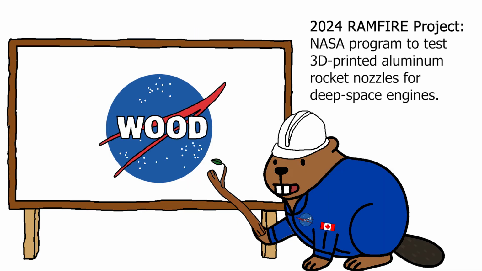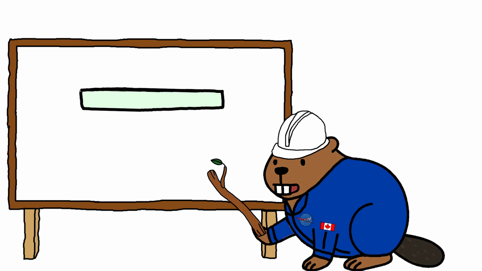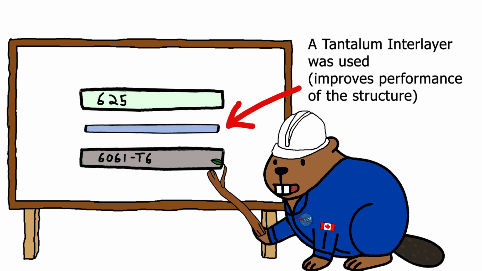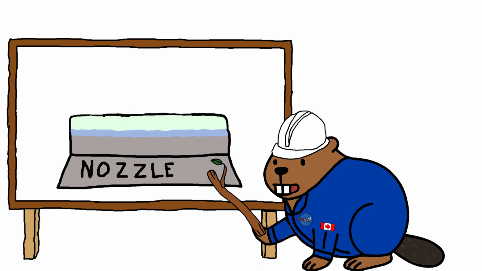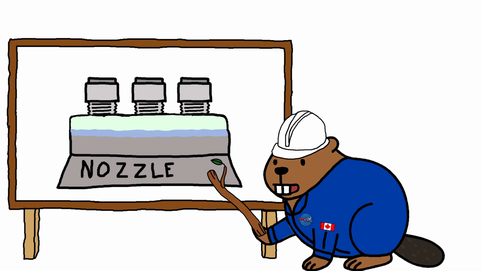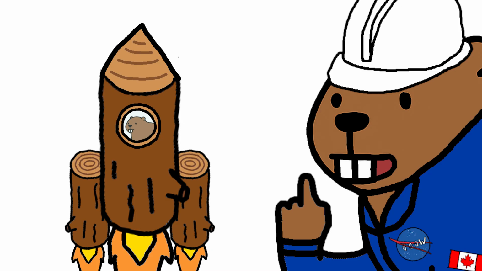During the 2024 Ramfire project, explosion welding was used to join Inconel 625 to aluminum 6061-T6. The welded piece was used to transition the aluminum nozzle to the stainless steel fittings. This special process provided the strongest and most reliable bond for the extreme conditions of the rocket.